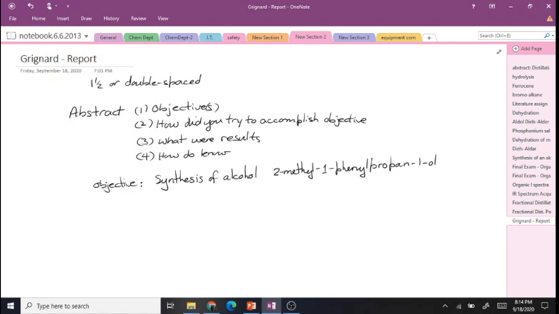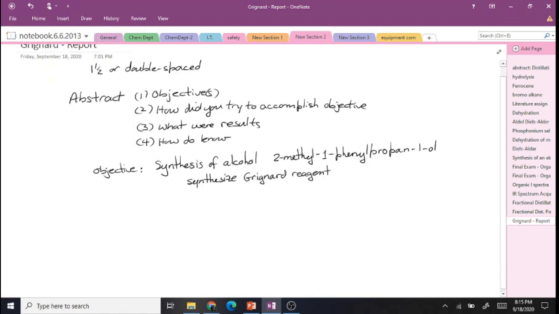But we did have a second objective. Since we were trying to do this via a Grignard reaction, you also had to synthesize the Grignard reagent. So those are the two objectives.